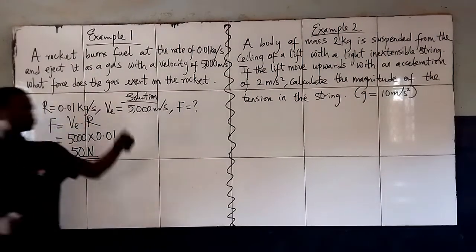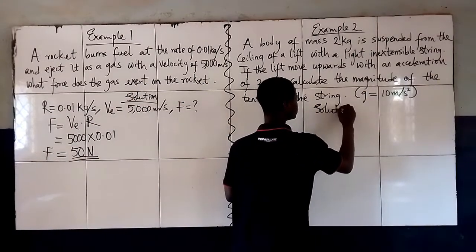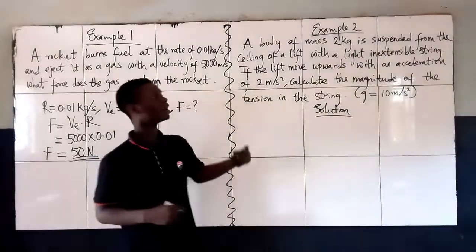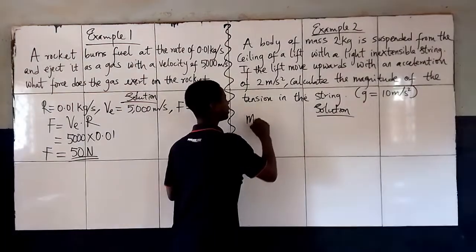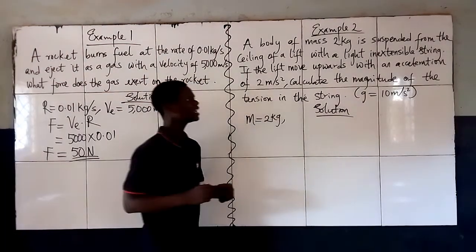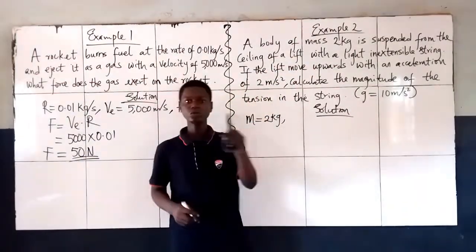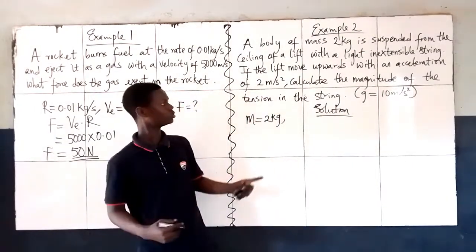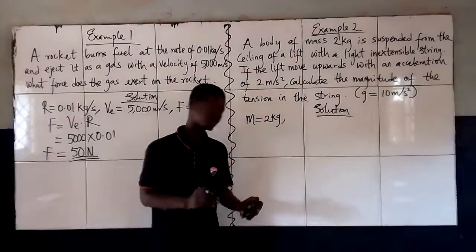So let's get straight to question 2. Solution. Now we'll be doing this together. It reads, a body of mass 2 kg. This is a quantity in physics called mass, and it's given as 2 kg. They said it's suspended from the ceiling of a lift. So this topic is what? Body in a lift. Is it not good? Now with a light inextensible string, that's the scenario being described.